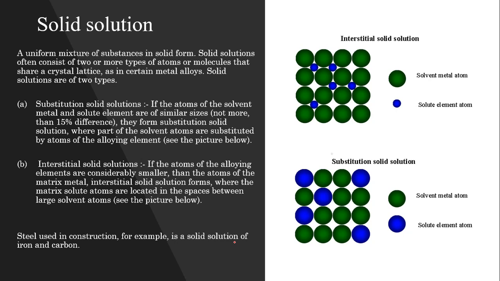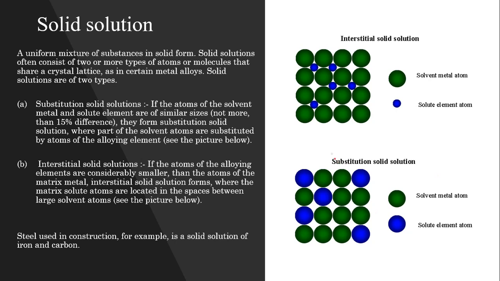Now let's look at the first type of solid solution, that is the substitutional solid solution. The word substitute means removing one element or one part and replacing it with another part. So the meaning of substitute is replacing one with another.